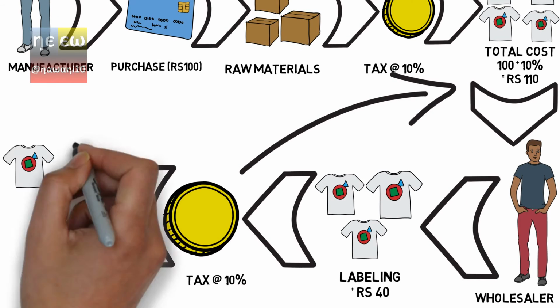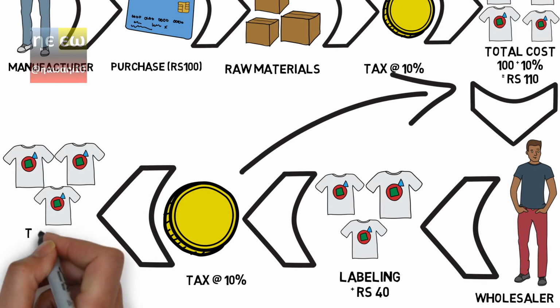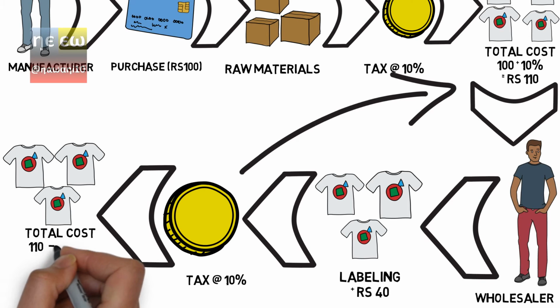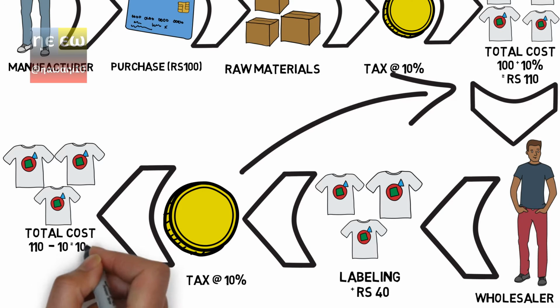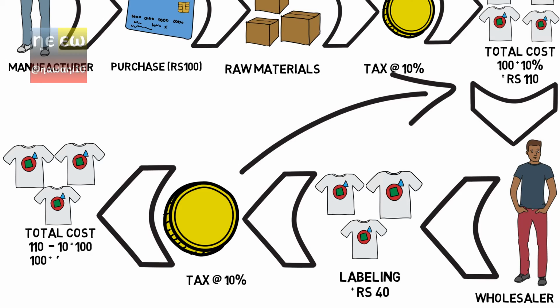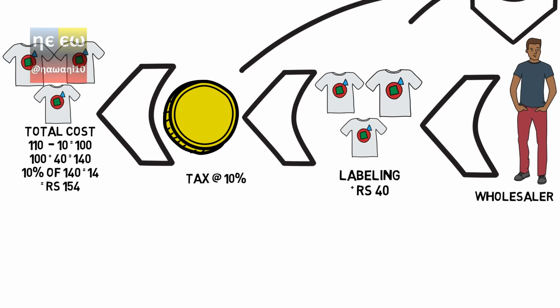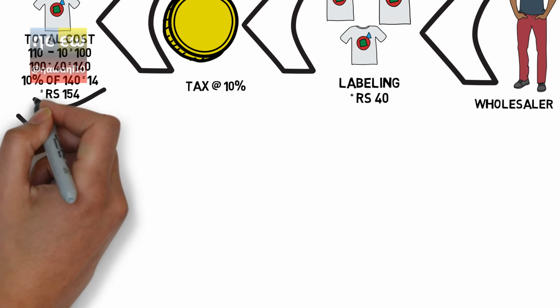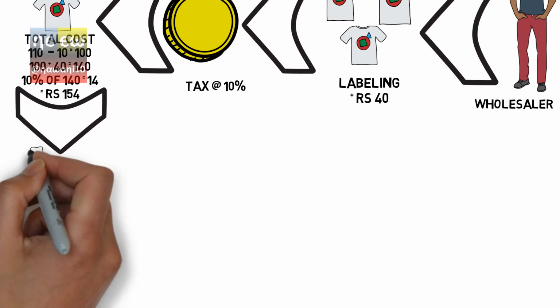So, this time what he does is, instead of paying rupees 10% of 140 equals 14 to the government as tax, he subtracts the amount he has paid already. So, he deducts the rupees 10 he paid on his purchase from his new liability of rupees 14, and pays only rupees 4 to the government. So, the rupees 10 becomes his input credit.